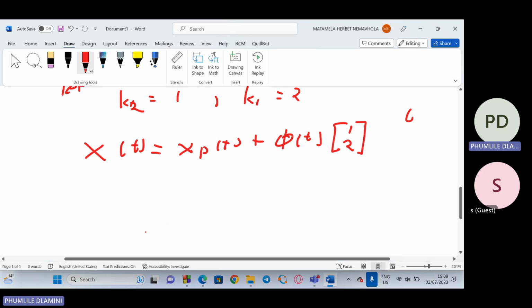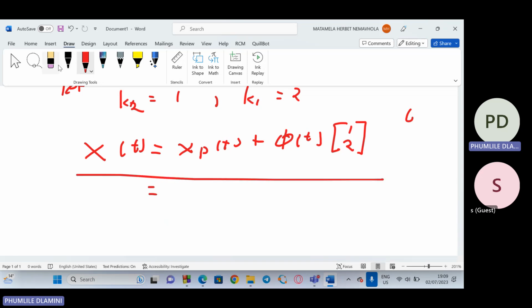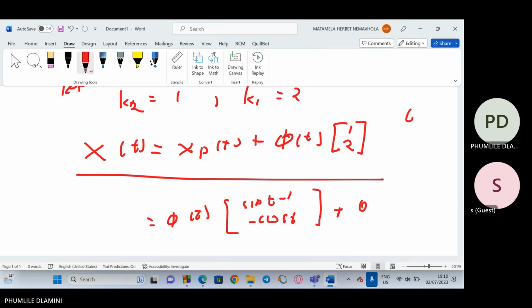Remember our xp was the integral, whereby we got the integral. You can substitute, that is fine, but there is no need to take it further, and you can write it in this form. You can still, but as long as you end there, then that's how you do it.